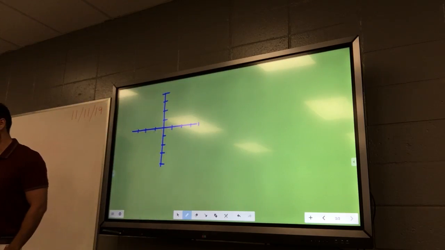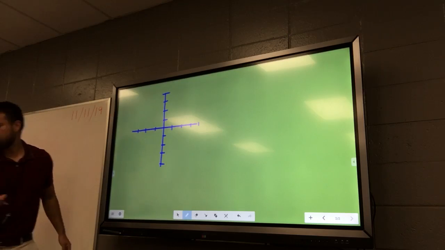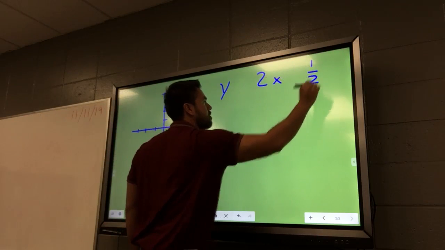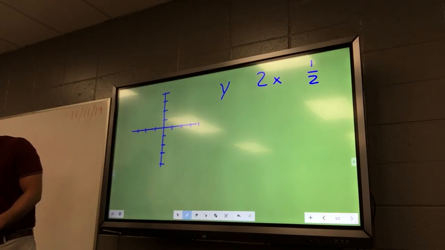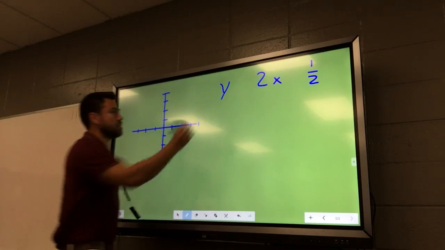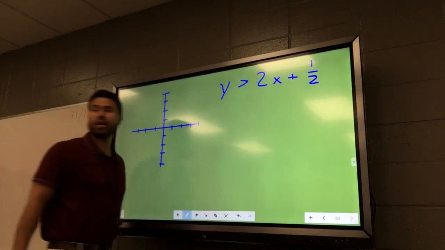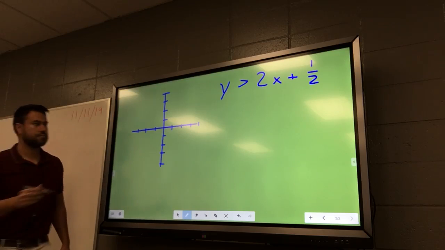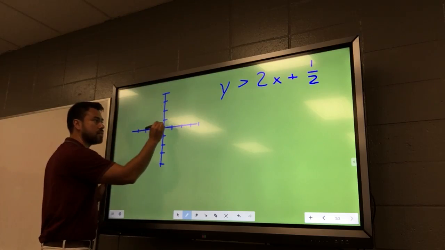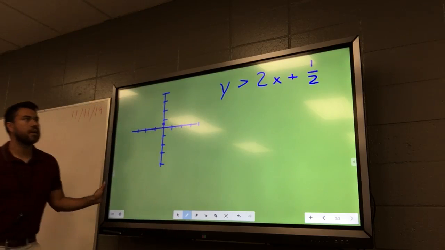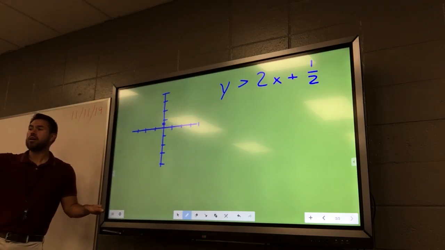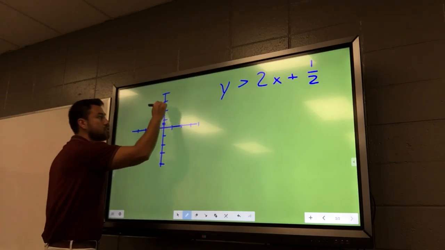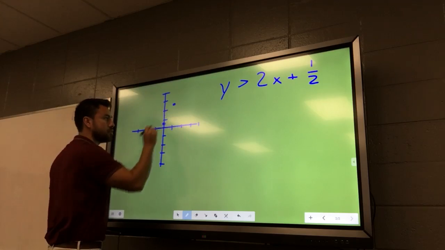Okay, what was the graph? Y greater than 2x plus 1 half. Gotta get the symbols right. Positive. Okay, where would I start in this graph? So if we're going by ones, I'm going to start right here. And then where do I go from there? Up 2, over 1. Up 1, 2, over 1. And it's positive, so it has to go up.